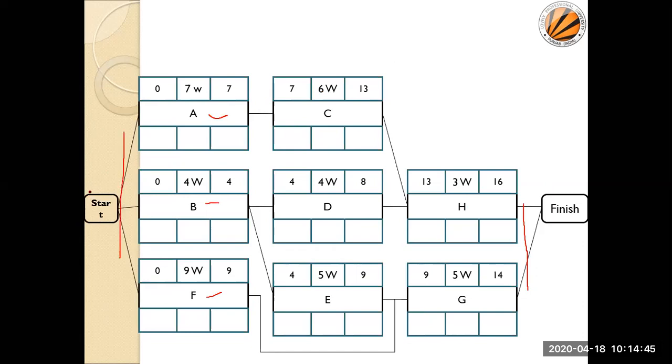But right now, this node and this node are included extra because of the conventions or rules of this network. There should be one start and there should be one end. Then only we are able to find the exact critical path. Otherwise, there may be more than one critical path. So that is very important: start and finish.